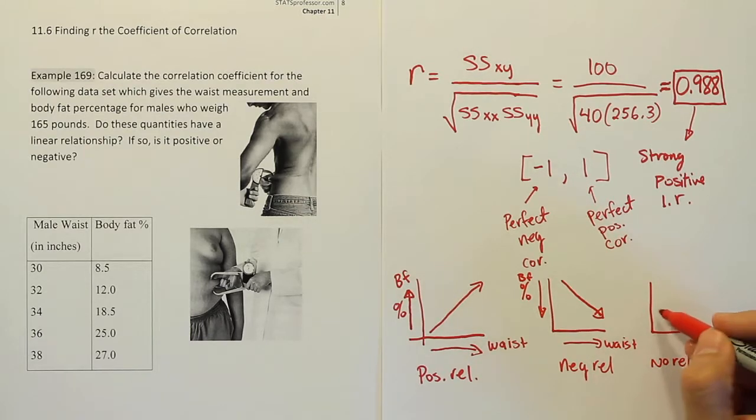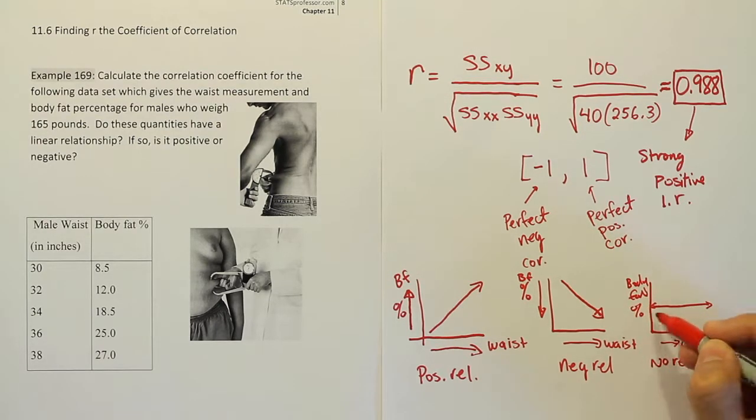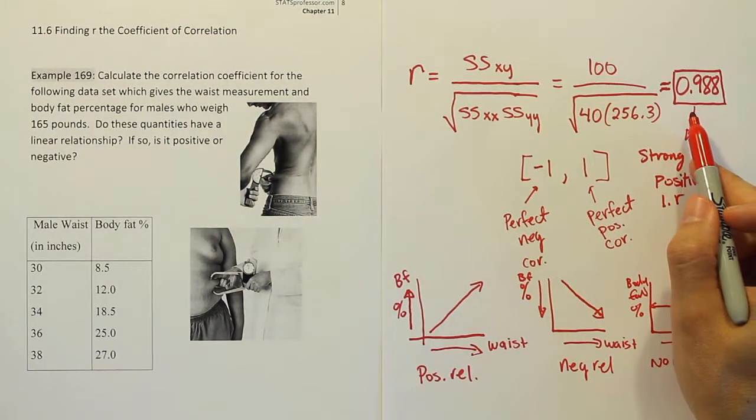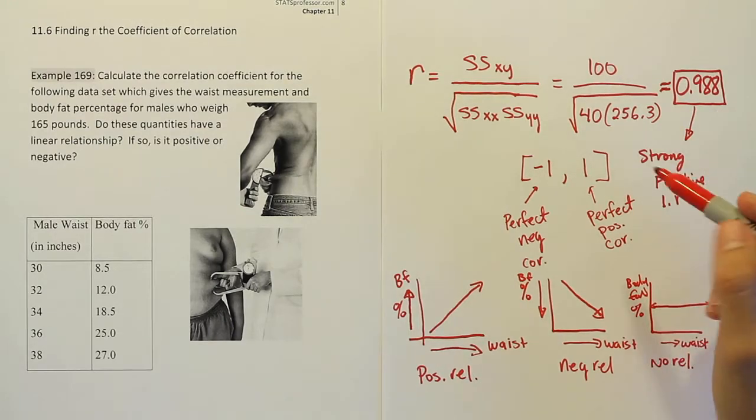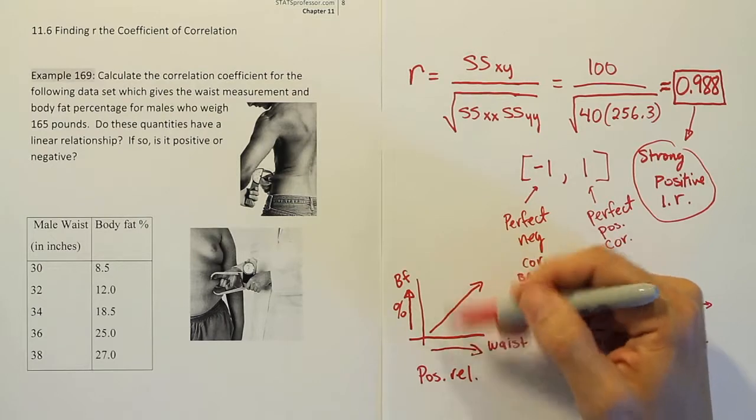Or basically, in this case, no relationship, which I'll draw as a horizontal line. And this means that as one goes up, the other one doesn't change. So it essentially means that waist size would have nothing to do with body fat percentages. We know that's, of course, incorrect, right? But the idea is just to convey the three different drawings that would represent positive relationship, negative relationship, and no relationship. So the fact that this number is 0.988 indicates a strong positive linear relationship. This is the idea we're talking about then.